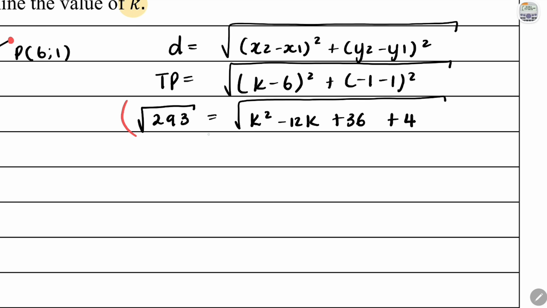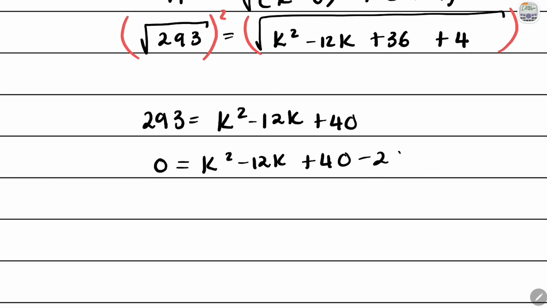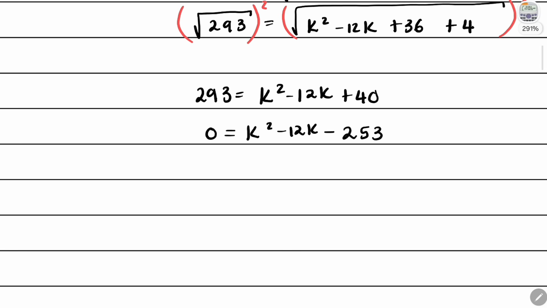And now at this point, you see that what will be a problem would be these square roots. So we're going to cancel them out by squaring both sides of this equation. And we have 293 equals, and those cancel. Now we have k squared minus 12k, and 36 plus 4 is 40. Okay, let's transpose this 293. So 0 equals k squared minus 12k, and then 40 minus 293 gives us negative 253. Okay, so this is what we have.